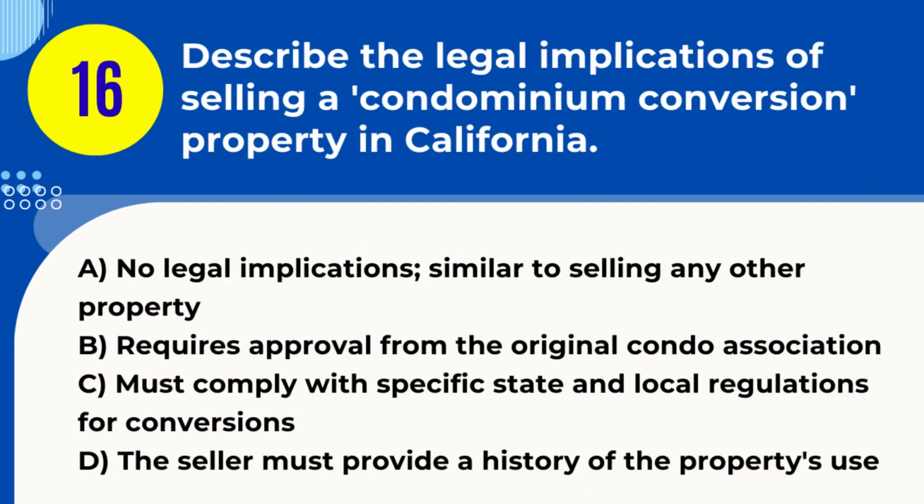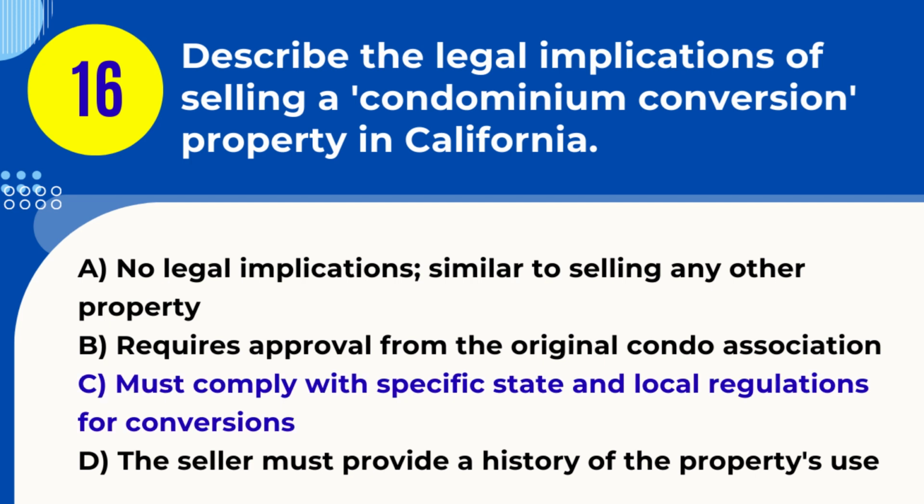Question 16. Describe the legal implications of selling a condominium conversion property in California. A. No legal implications, similar to selling any other property. B. Requires approval from the original condo association. C. Must comply with specific state and local regulations for conversions. D. The seller must provide a history of the property's use.